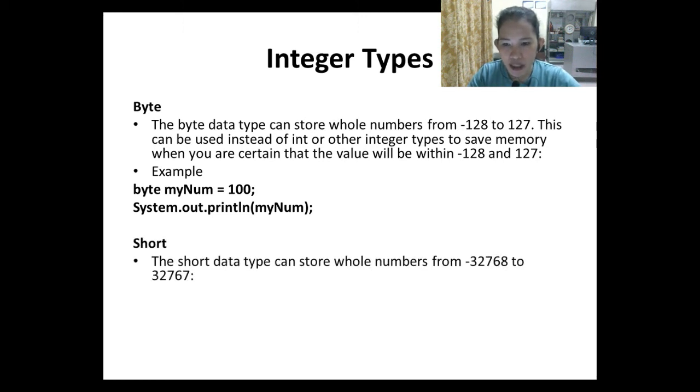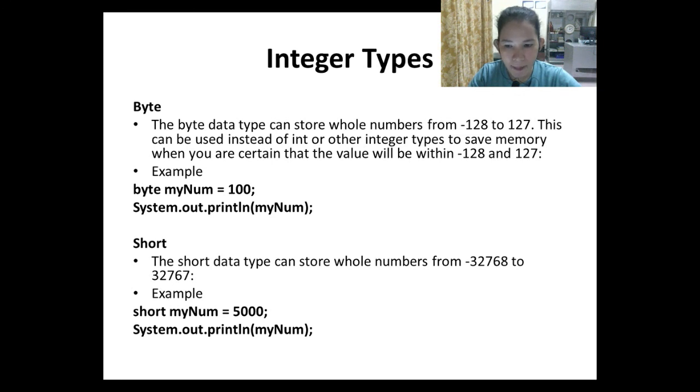Short. The short data type can store whole numbers from negative 32,768 to positive 32,767. Example, short myNum = 5,000. System.out.println(myNum).